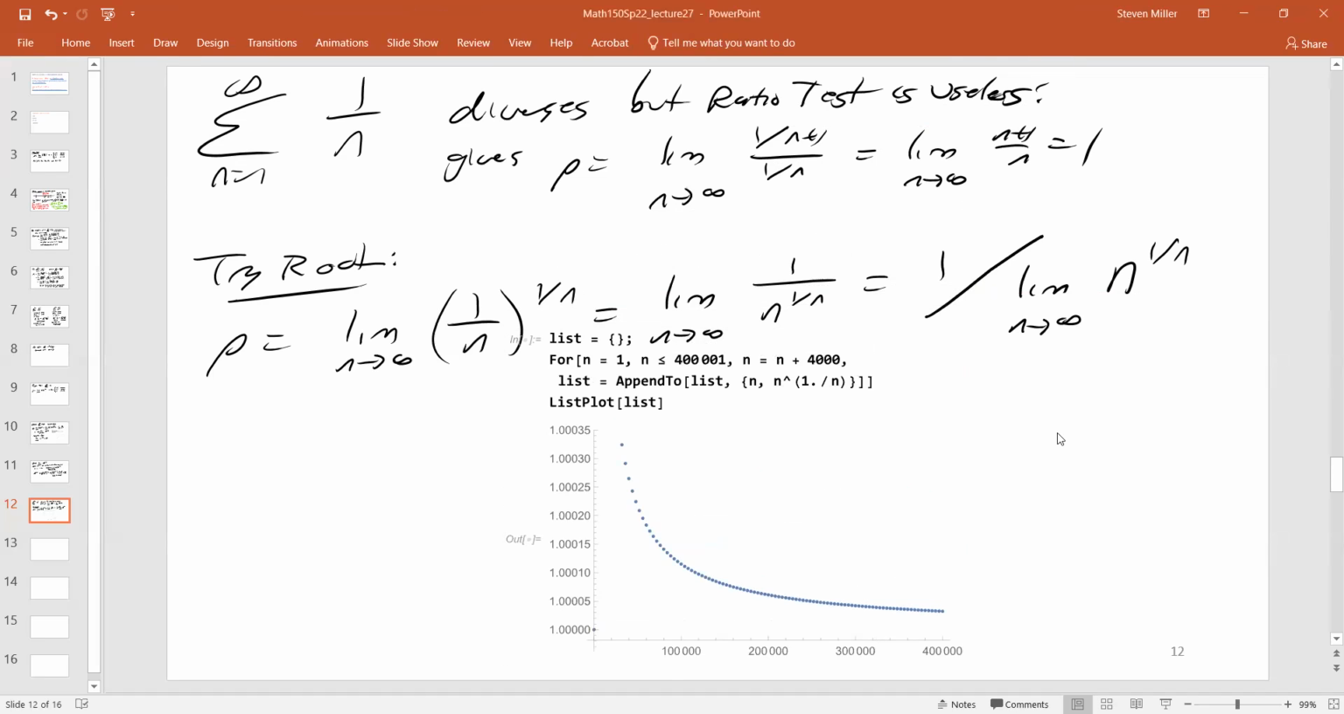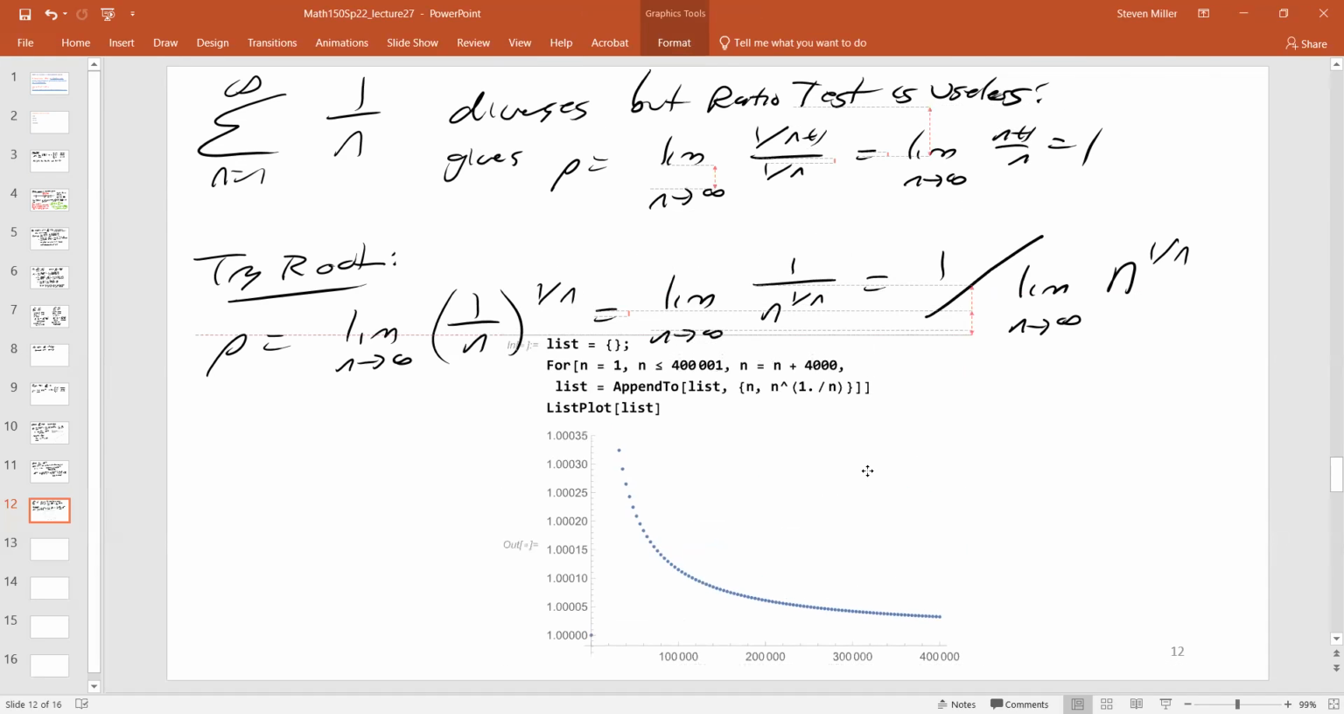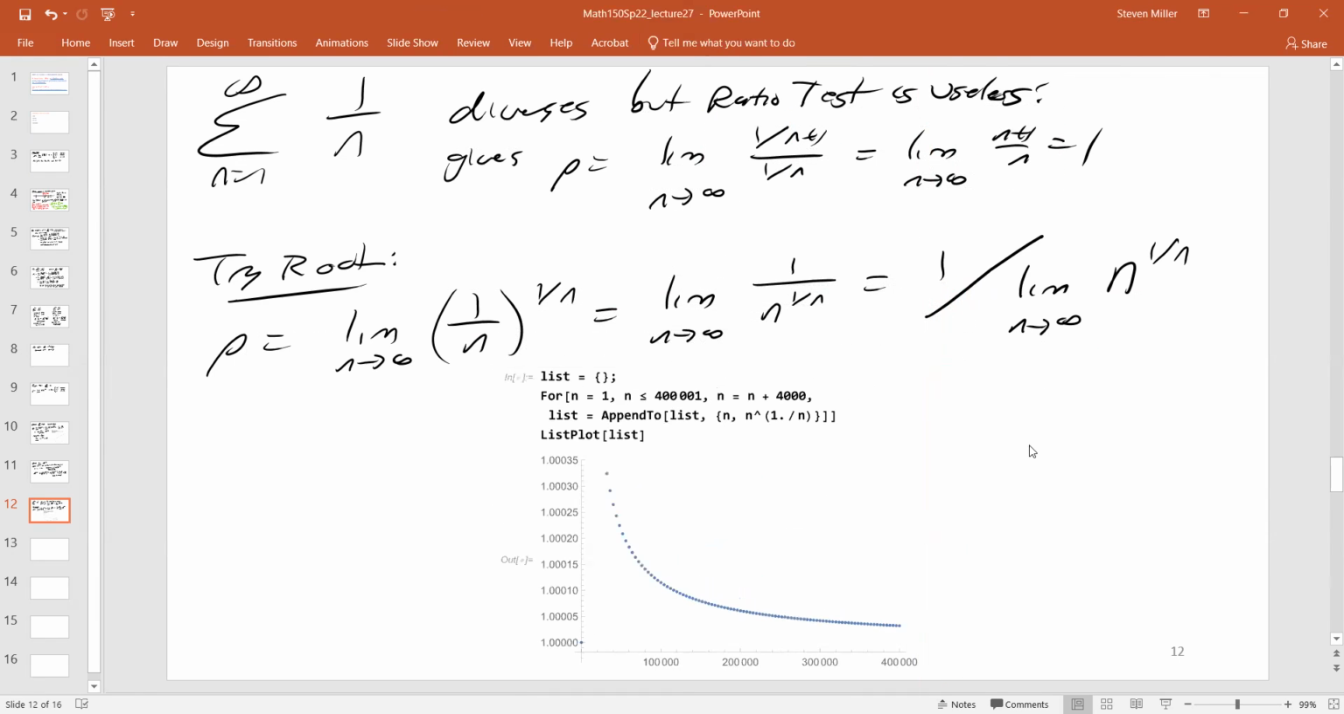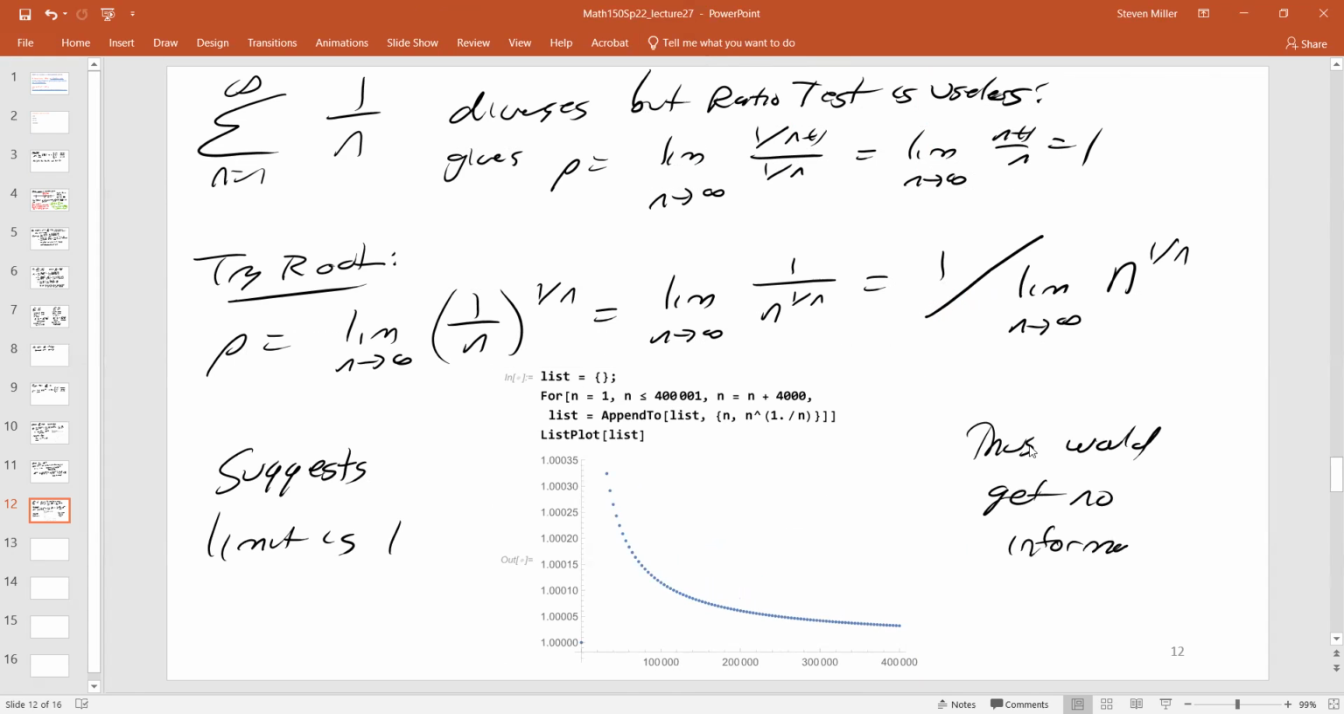I think it actually just makes it. Right. So if I look at this, it is suggesting that this limit is 1, thus we would get no information. So sadly, if the limit is 1, the root test will fail in this situation as well. And by looking at this, it's definitely going to.